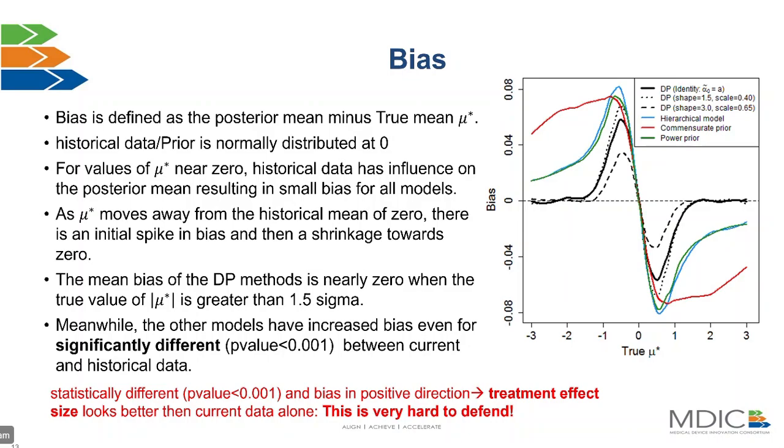If we assume that the historical data or prior is set at 0 with some standard normal distribution, and then the true data varies from that prior, we can see the profile of some of these methods, right?